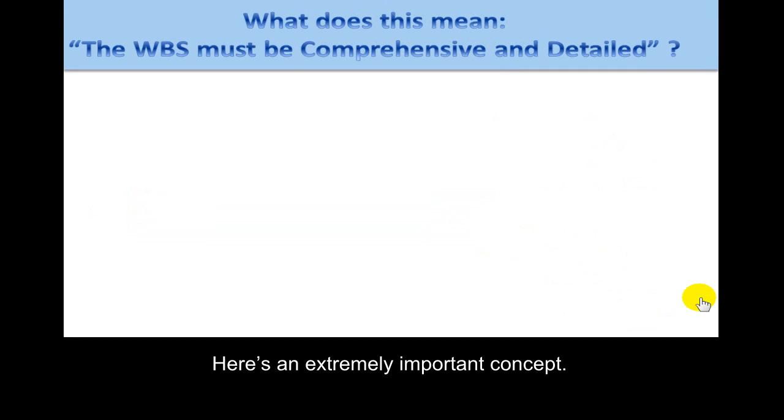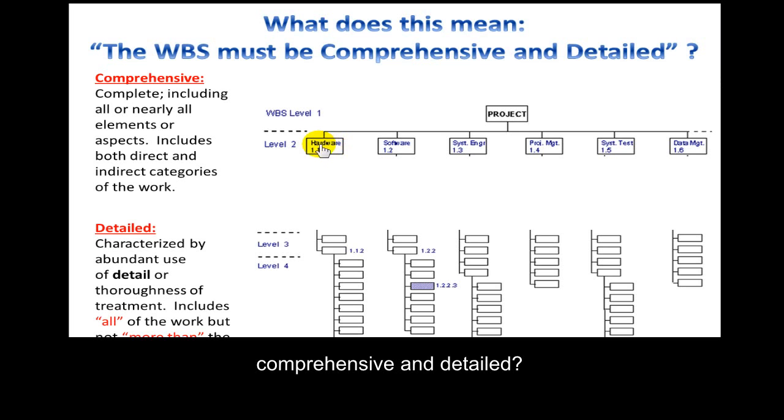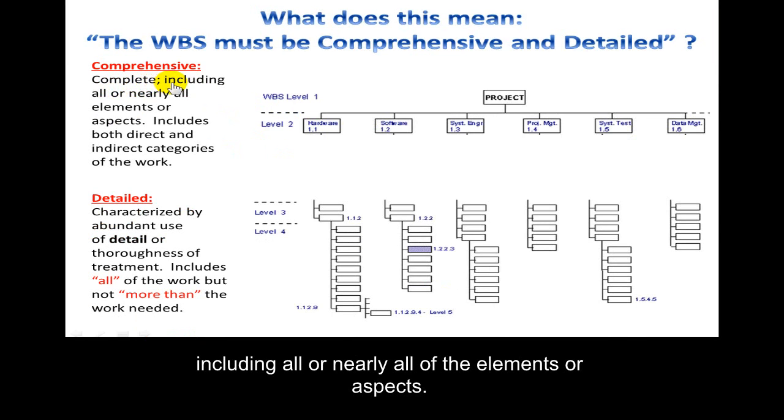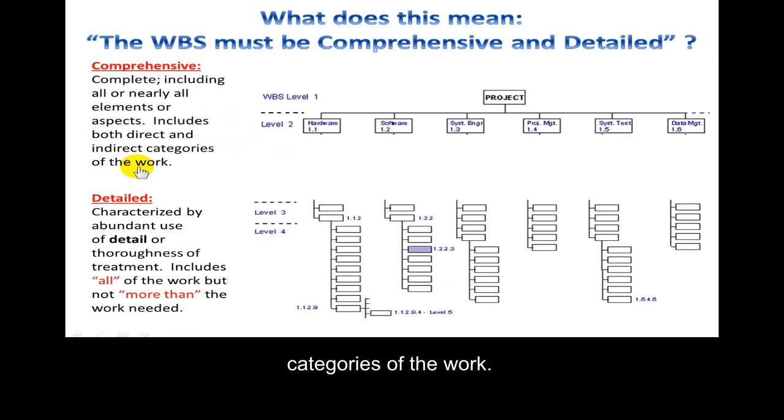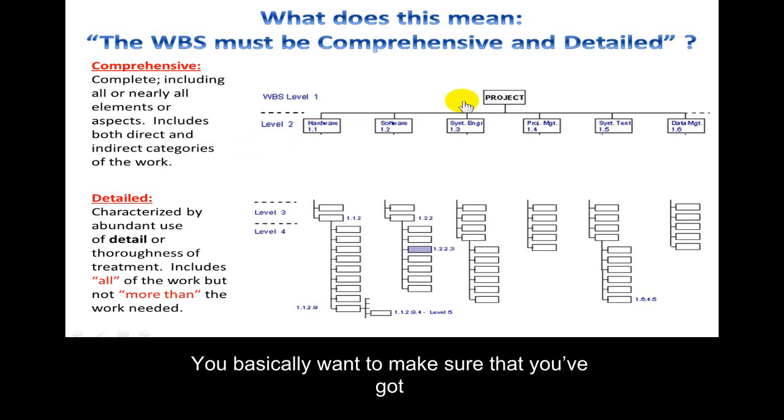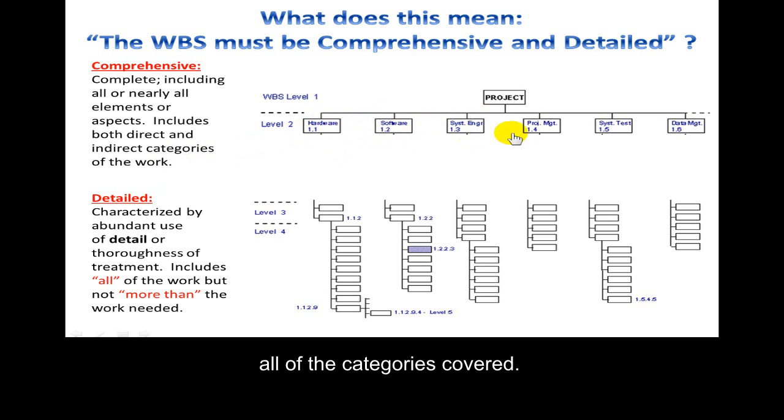Now here's an extremely important concept, and I'm going to ask you this question hoping that you have the answer. What does this mean? The work breakdown structure must be comprehensive and detailed. Comprehensive means complete, including all or nearly all of the elements or aspects. It includes both direct and indirect categories of the work, and I'll talk about that in a coming slide. So you basically want to make sure that you've got all of the categories covered.